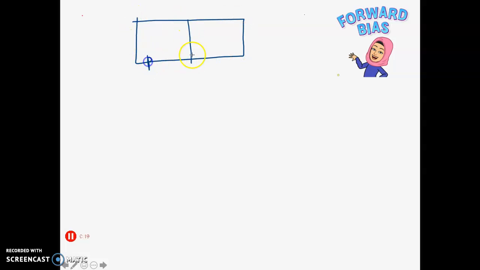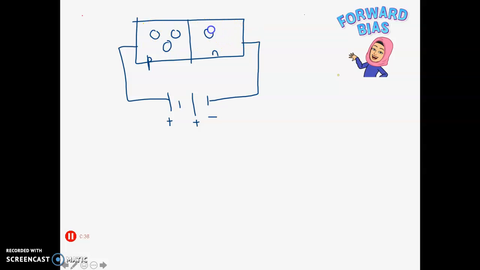So you have P-type and then you have N-type here. And then you connect the external supply. So here, instead of negative, here becomes plus, minus, plus, minus. Let's explain here. P-type, majority carrier, hole or electron? Hole. N-type, majority carrier is electron. So hole is the positive charge, here is positive charge. So positive will repel or attract? Positive and positive will repel.